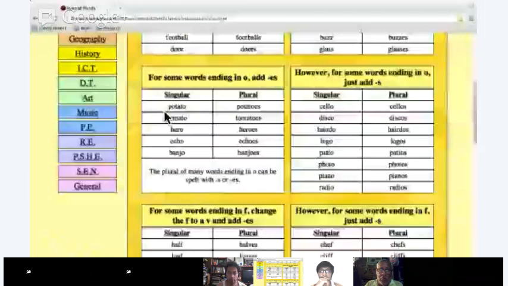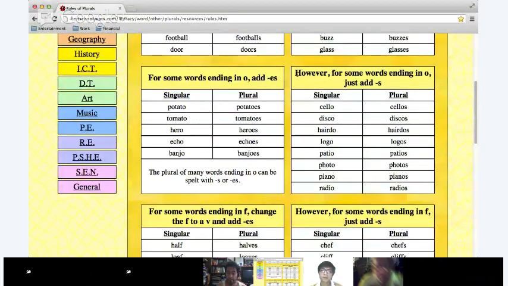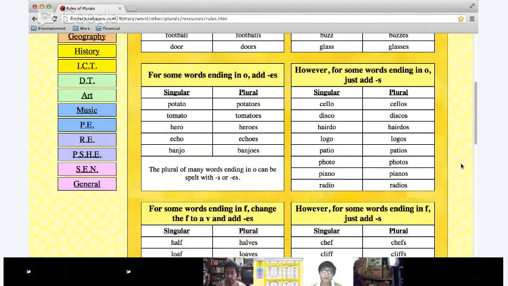All right, Carlos, let me have you read the next box, please. However, for some words ending in O, just add S. Cello, cellos. Disco, discos. Logo, logos. Patio, patios. Photo, photos. Piano, pianos. And radio, radios.